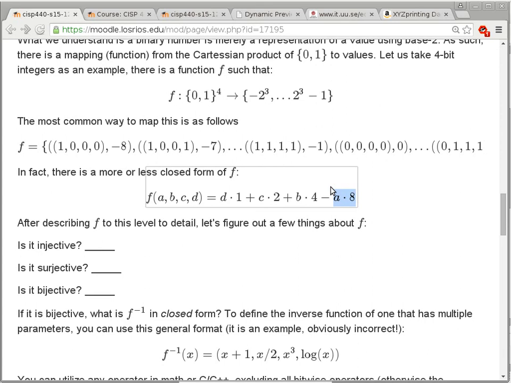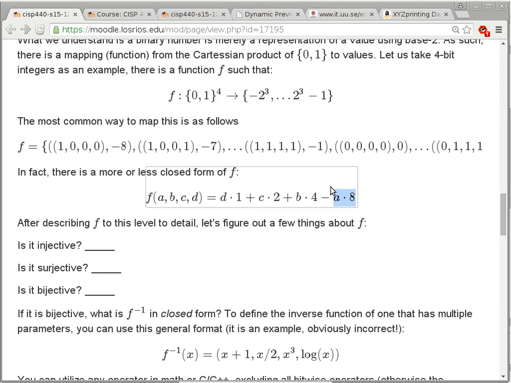And then you can look at the whole table and say, okay, is this injective? In other words, if I have a different bit pattern, does it always guarantee to map to different values? When you look at the actual resulting values, they're all different. So that is automatically guaranteeing it is injective.